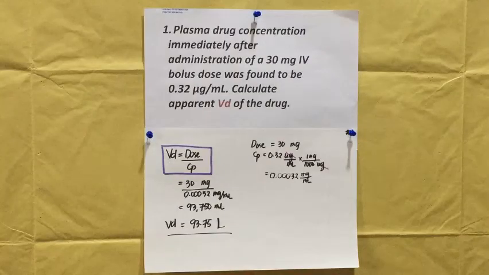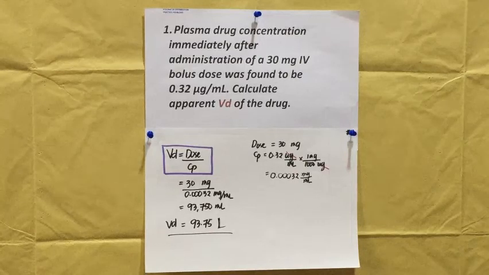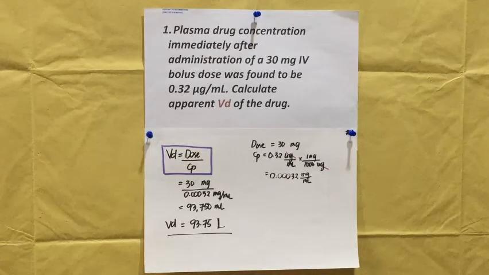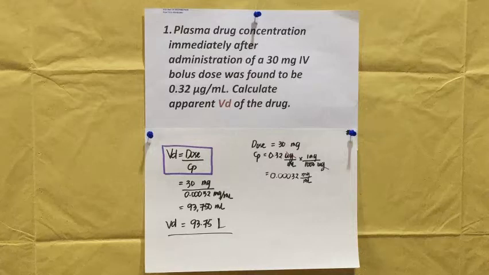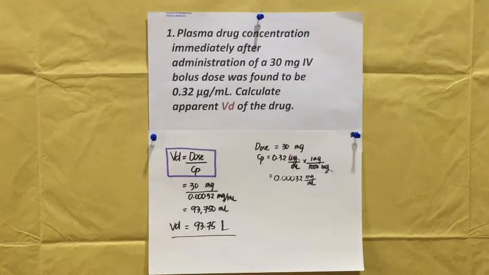Problem number 1. Plasma drug concentration immediately after administration of a 30 mg intravenous bolus dose was found to be 0.32 microgram per ml. Calculate the volume of distribution of the drug. For this problem, we will be using the formula volume of distribution is equivalent to dose divided by plasma concentration.